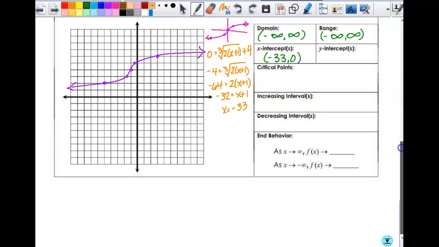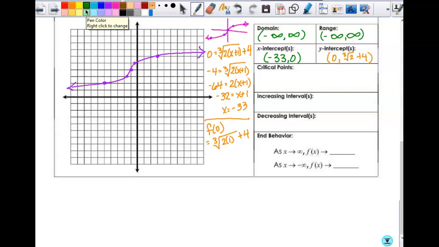Then y-intercept. Well, I have one, obviously, but I don't know exactly what it is, so I have to find that as well. So that means I need f of 0. Well, f of 0 is going to equal the cube root of 2 times 1 plus 4. Well, can I take the cube root of 2? No. So it's just 0 and then cube root of 2 plus 4. The best I can do. Okay, we good?